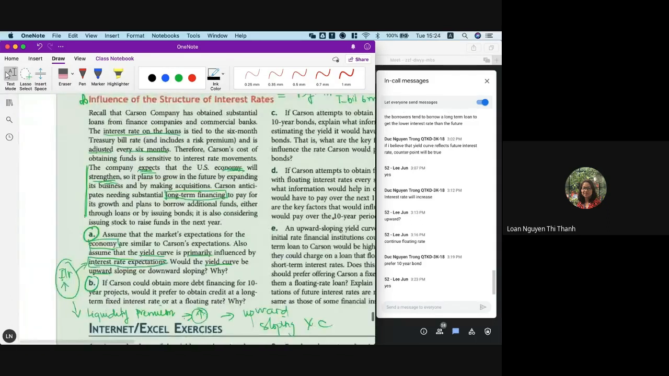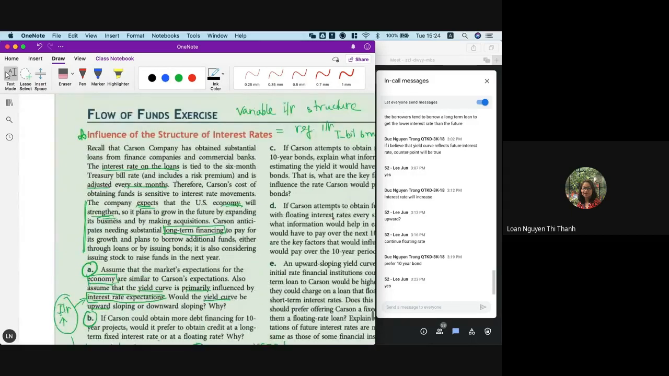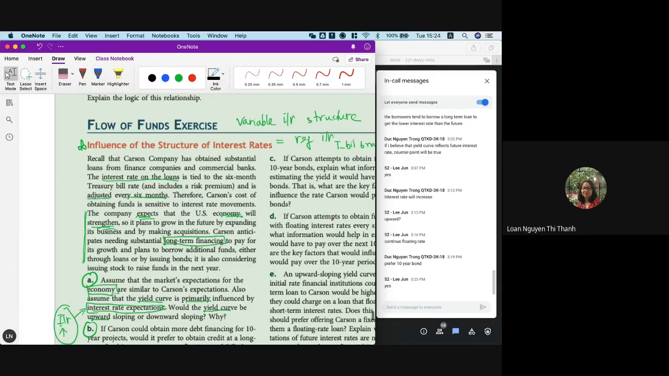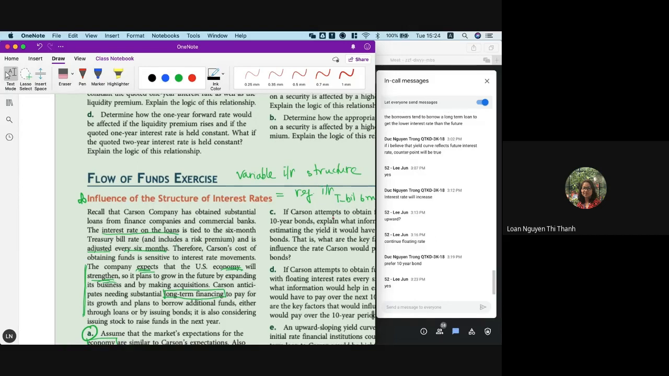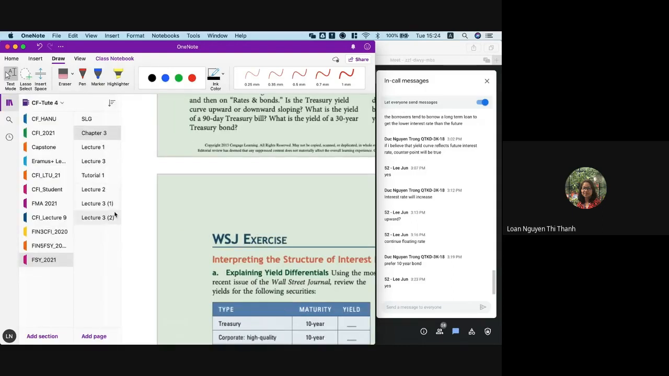So it's about the flows of funds exercise, the influence of the interest rate on selecting the maturity. Here is a borrower. You can have the other situation of the investor, right? Carson company, they are the issuer or the borrower, and so we have the counterpoint questions from the standpoint of the borrower, right? The borrower. Okay, so I think that is enough for chapter number 3.